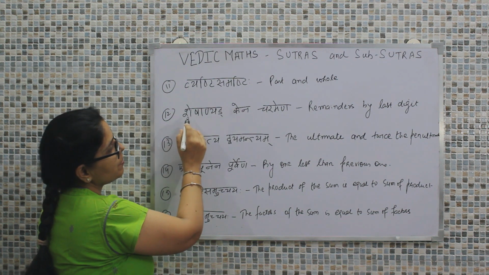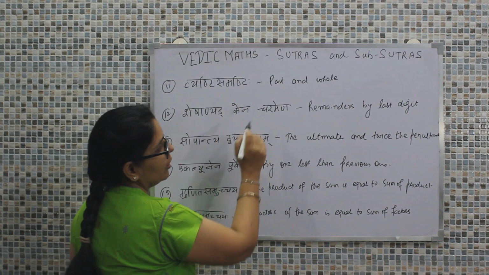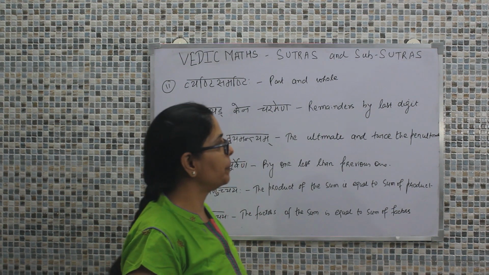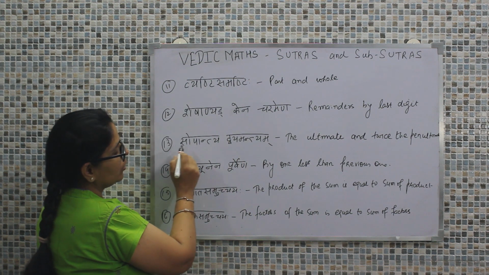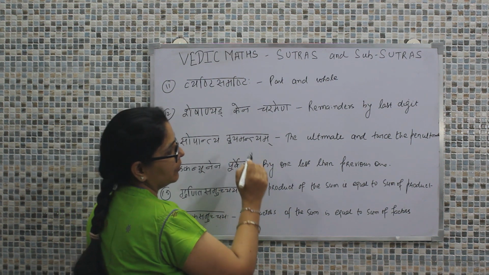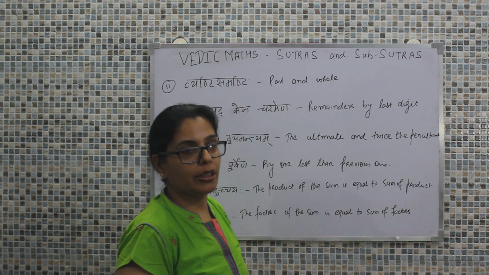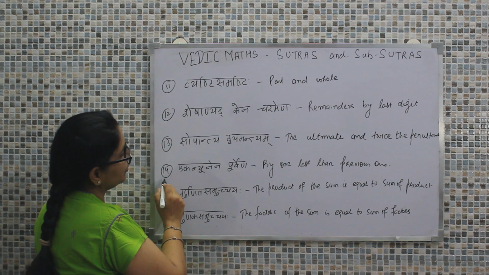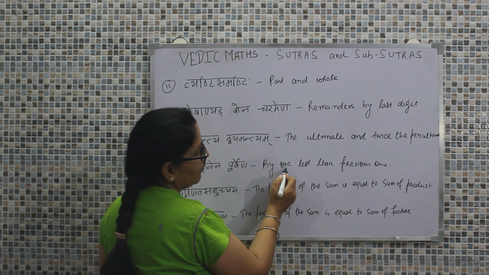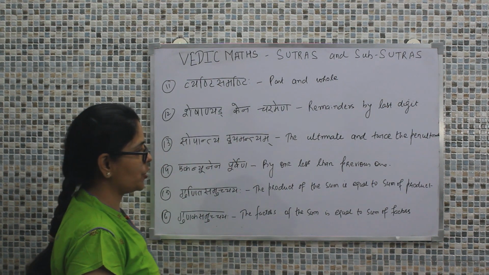Coming to the 12th sutra, that is Shesanyankena Charamena. That means remainders by the last digit. The 13th sutra is Sopantyadvayamantyam. That is the ultimate and twice the penultimate. The 14th sutra, Ekanyunena Purvena. It means by one less than the previous one. This is used for the subtraction operation.